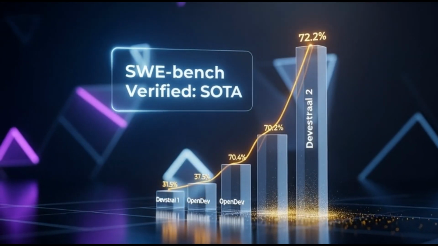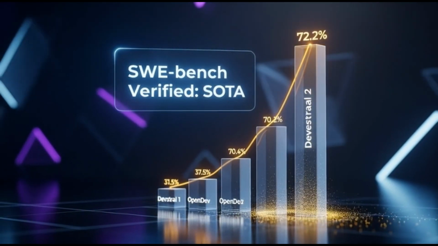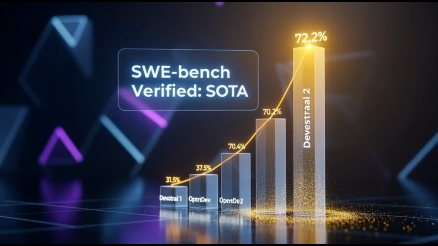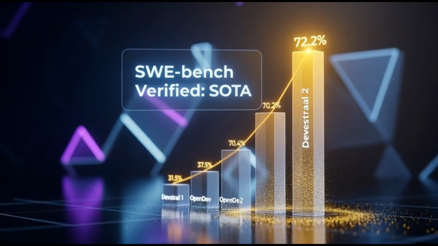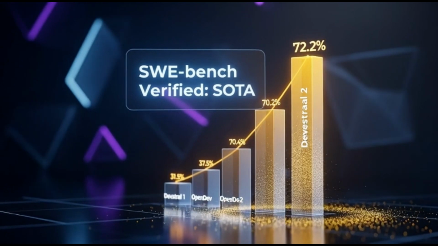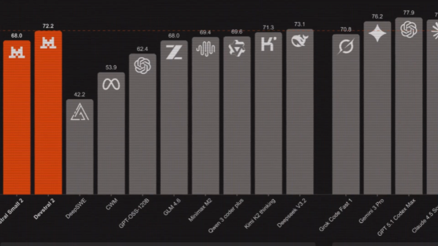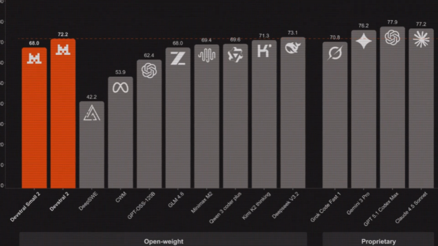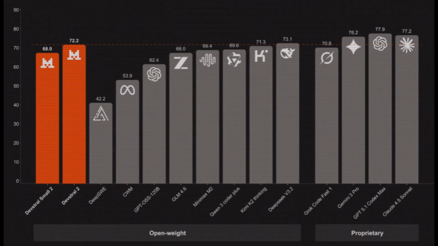In quantitative evaluations, Devstral 2 isn't just competing, it's threatening the status quo. The flagship 123B model hit 72.2% on SWE-bench Verified. That is state-of-the-art for an open-weight agent, rivaling closed models without the rate limits.